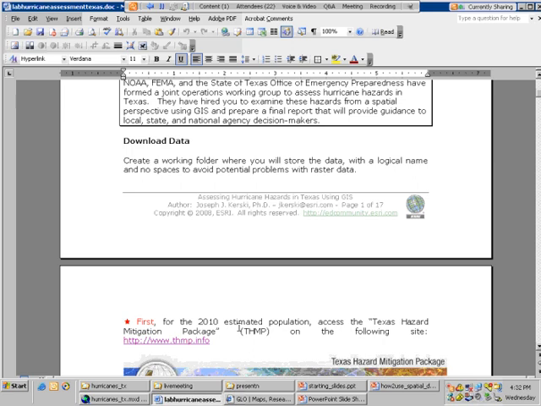Okay, so the first part of the lesson is good data management. We're going to practice good data management here. We're going to create a working folder where you're going to store the data, and you're going to have a logical name with no spaces in it. And when you download the data, you're going to name it in a logical way. You're not going to call it Hurricane 1 dot shape or Hurricane 1 B dot shape or Hurricane 2 dot shape, because you won't know what those data sets mean after a short time.